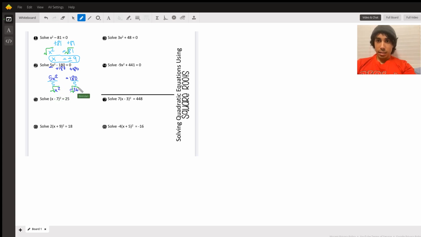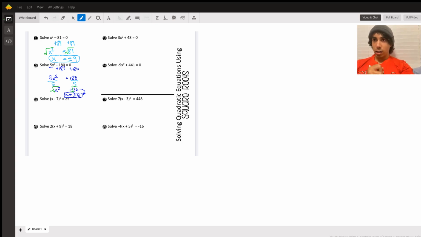So that will give us x equals plus or minus 6. Right, because the square root of 36 is plus or minus 6. All right, let's see what else we got here.